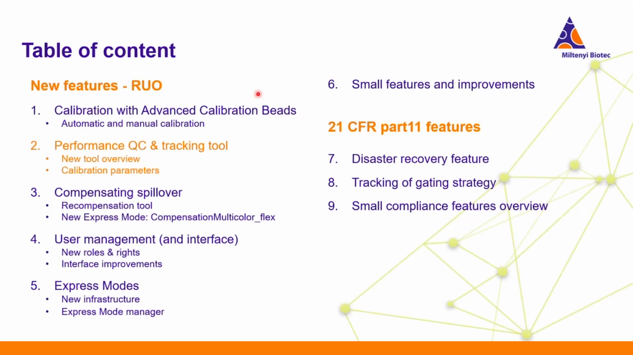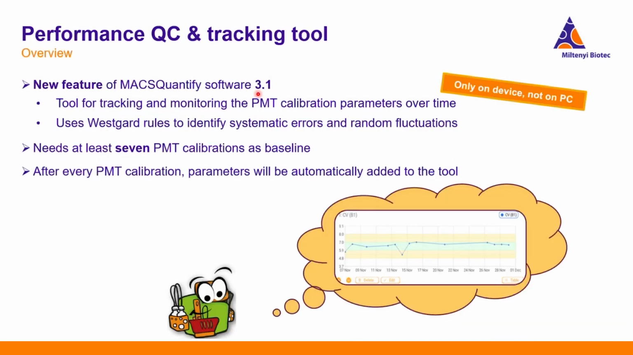Next topic of the webinar is the Performance QC and Tracking tool. This is a new tool, a new feature of the MACSQuantify software 3.1. It was implemented because maybe you know that some users kept manually track of the changes of the device over time. For those people, we now have a tool which is doing this automatically. So the use case here is that you can track and monitor the parameters that come out of a PMT calibration over time. And this is only on the machine, not on the PC, because we are tracking the parameters here.